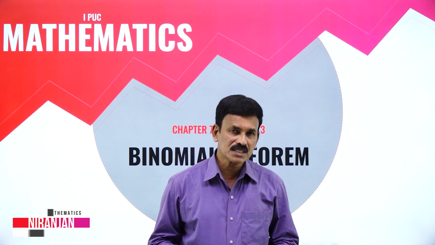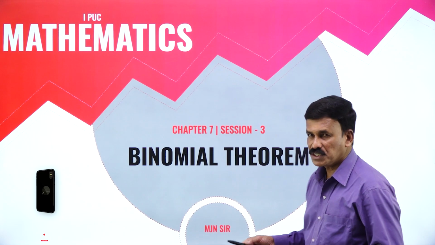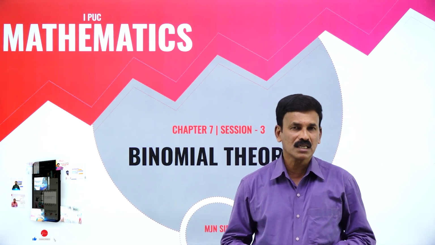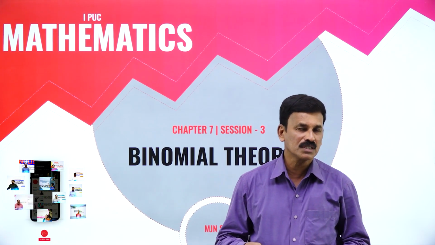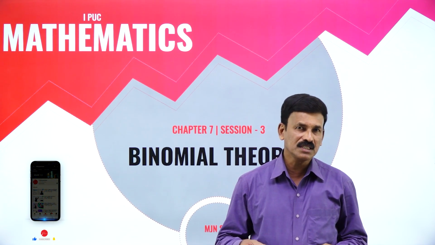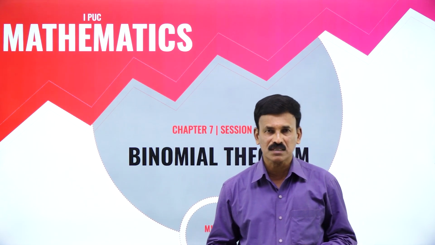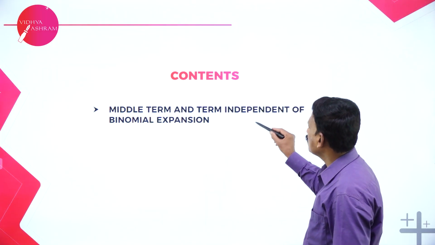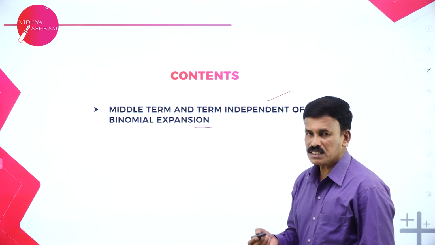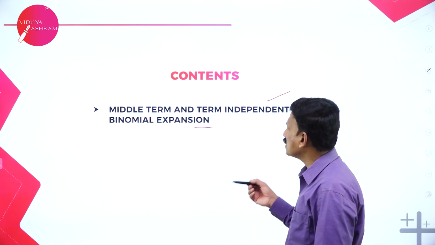So in my previous class, we have discussed the problems based on binomial theorem, that is the expansion using binomial theorem, and also some practical applications on expansion of binomial theorem. So in this session, I am going to take a very important concept, that is finding the middle term or the nth term and also the coefficient of x terms. Now, the middle term as well as the term independent of x, that is the constant term in the binomial expansion, that I am going to discuss in this session today.